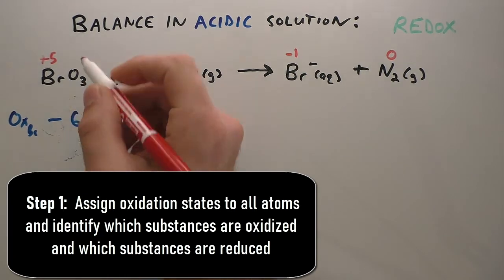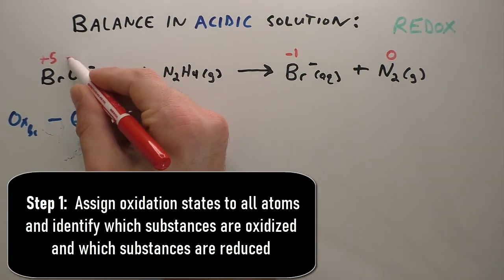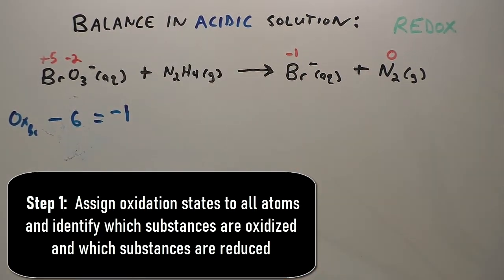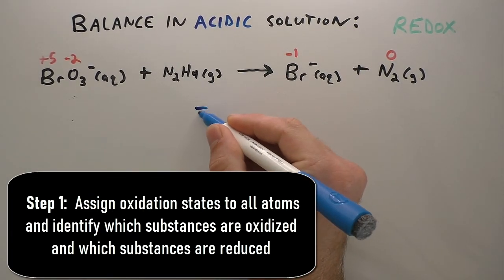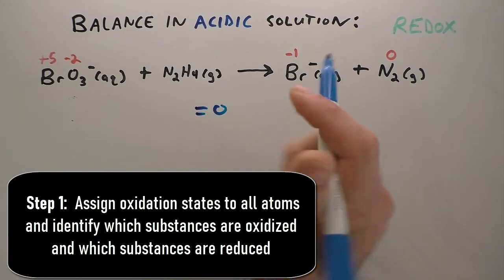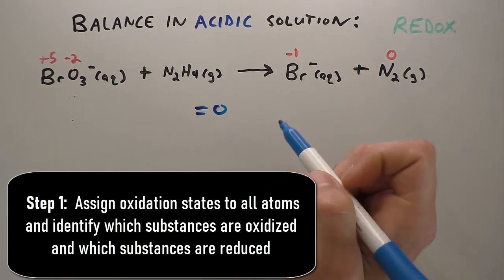And as we previously established, the oxidation state of oxygen is -2. So we just figured that one out. Let's move on to the hydrazine. For the hydrazine, we know that the sum of the oxidation states of all atoms in this is going to be equal to 0, which is the overall charge. This is a neutral compound with no charge.